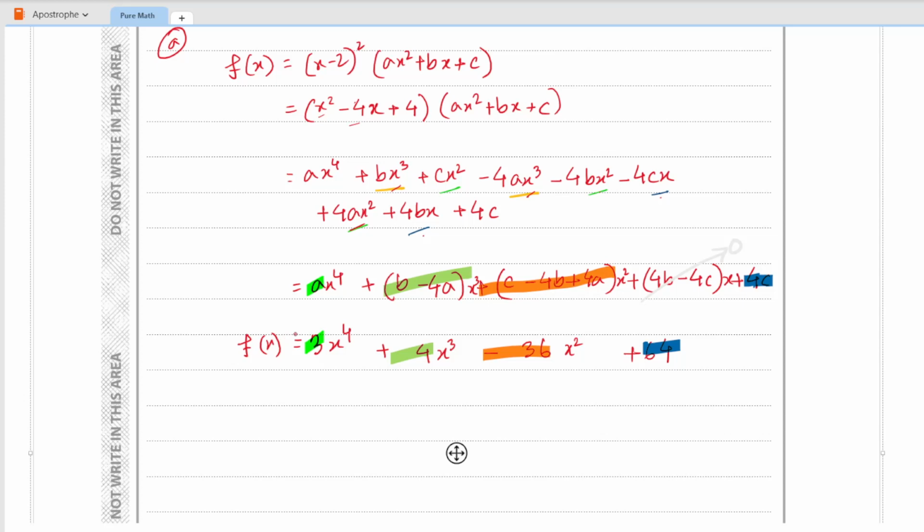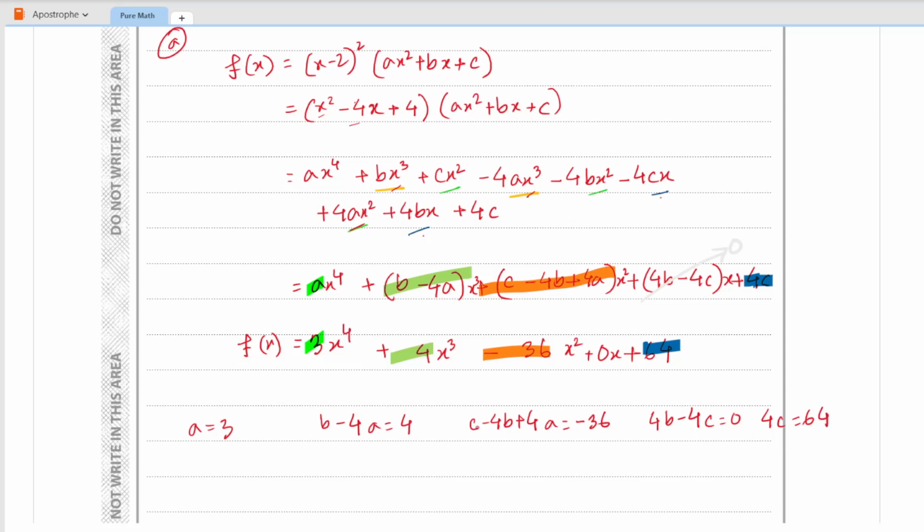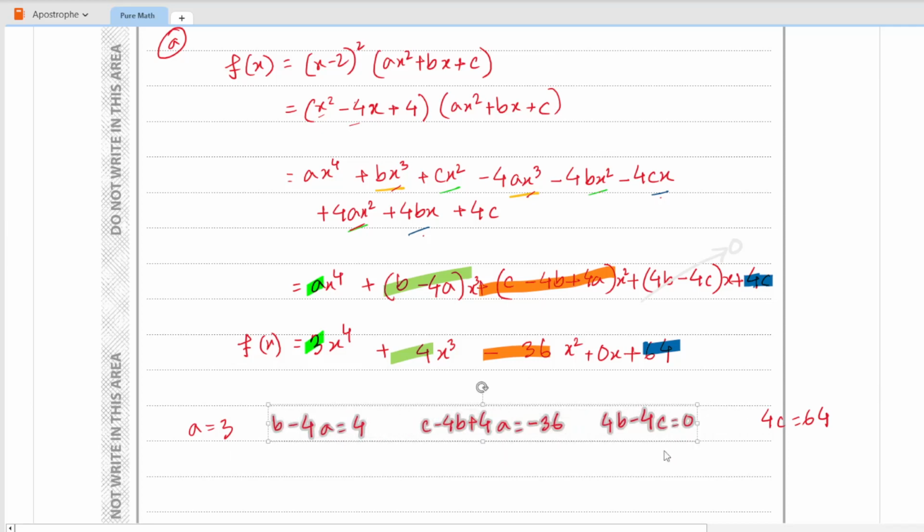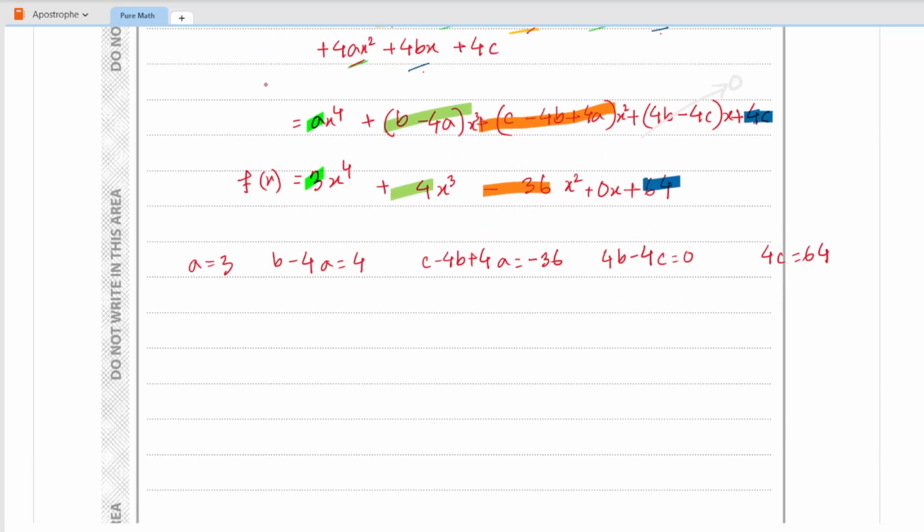So we have actually in here 1, 2, don't forget the negative here, 3. This is 0 because there's nothing in here. There's basically 0x, that's why. So we have 1, 2, 3, 4, 5 equations. We can use any 3 of them because we have 3 variables. We need 3 equations. So I'm going to use the easiest one.